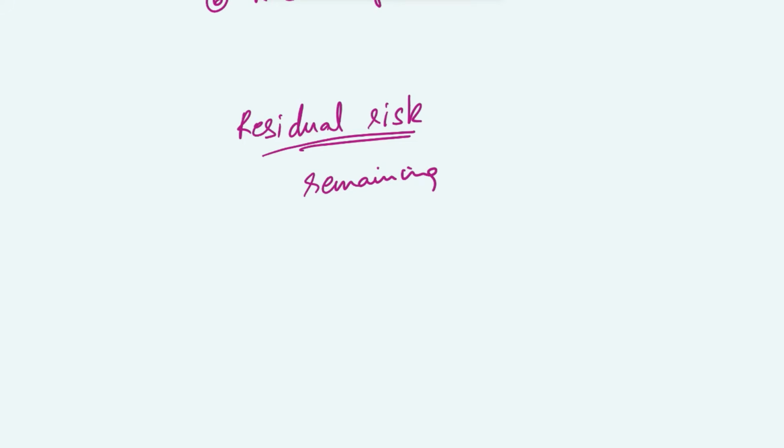Total risk represents the level of risk an organization would face if no safeguards were in place. Total risk can be calculated using a formula. It is a combination of threats, vulnerabilities, and the asset value.